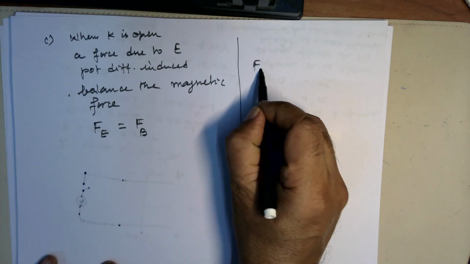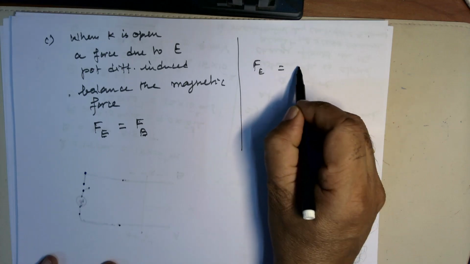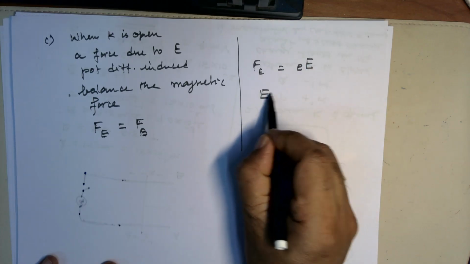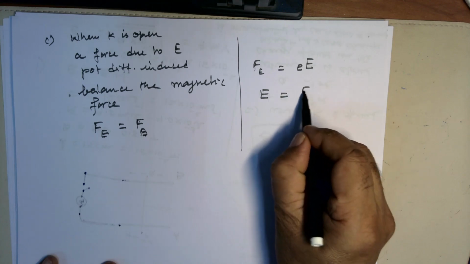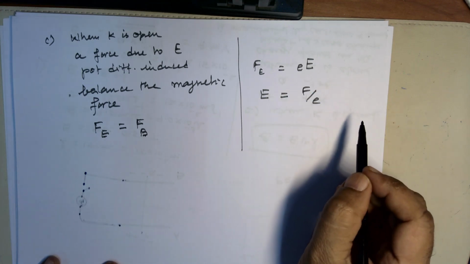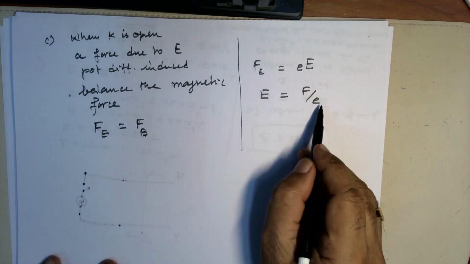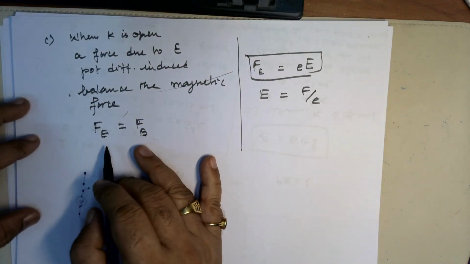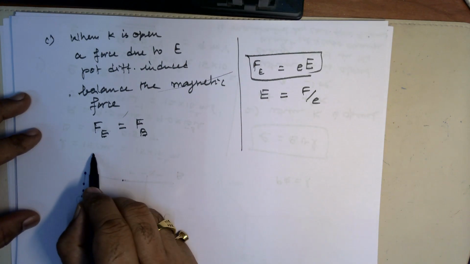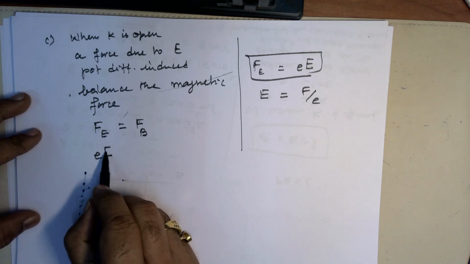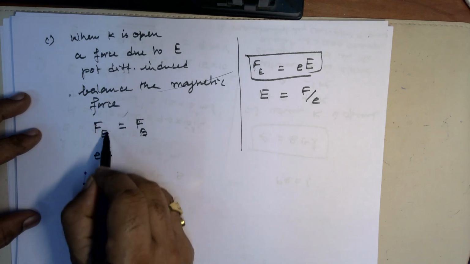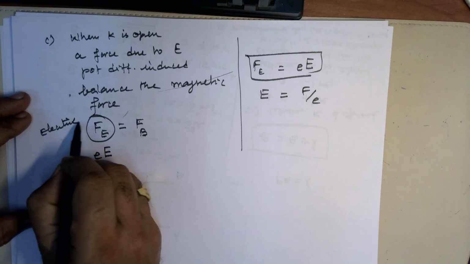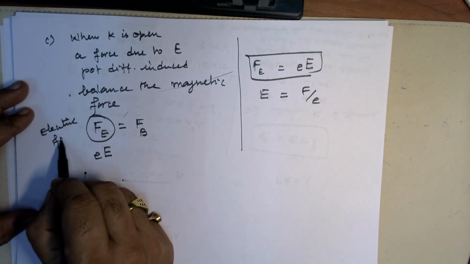What is electric force? Electric force is nothing but charge into electric field, because we already know electric field is nothing but F by q. Do you understand? We already know this. So F is equal to qE. So electric force on the left hand side, let us write this as q into capital E. This one is electric force, that is force due to electric field.